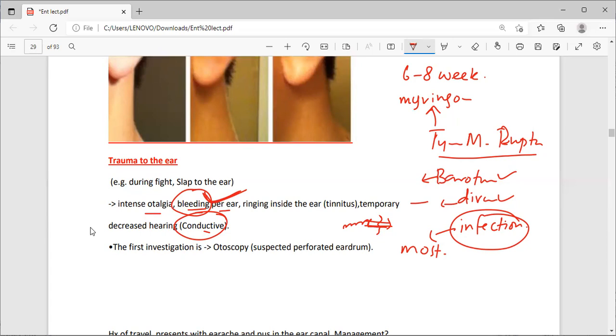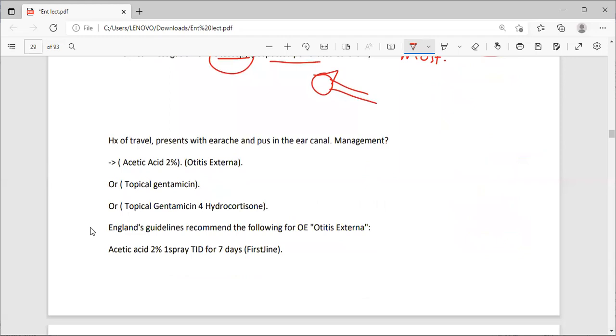The first investigation is otoscopy for a suspected perforated eardrum. Otoscopy is the small instrument from which you can see into the ear. Now, history of travel with earache and pus in the ear canal: travel means swimming. Ear canal means otitis externa. Management: first acetic acid, then topical gentamicin, then topical gentamicin plus hydrocortisone.